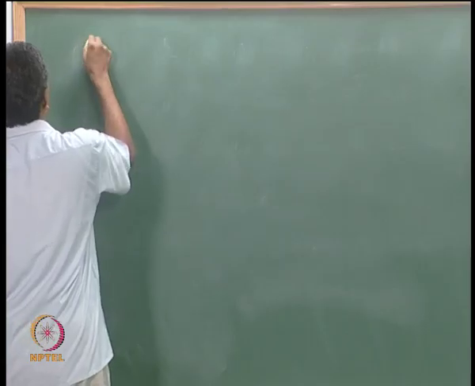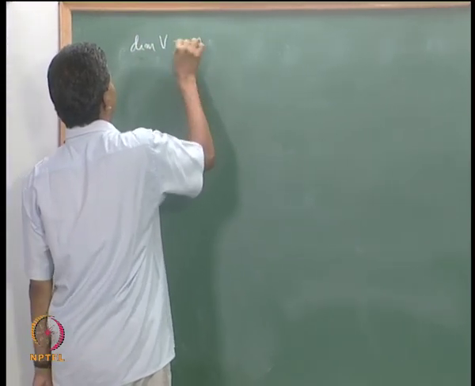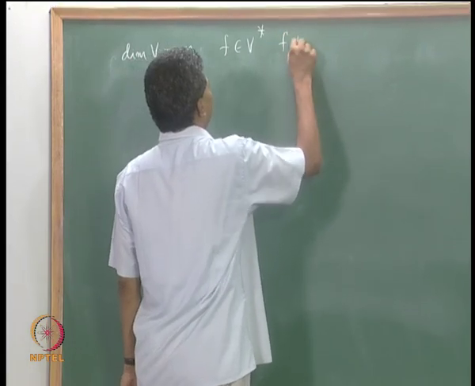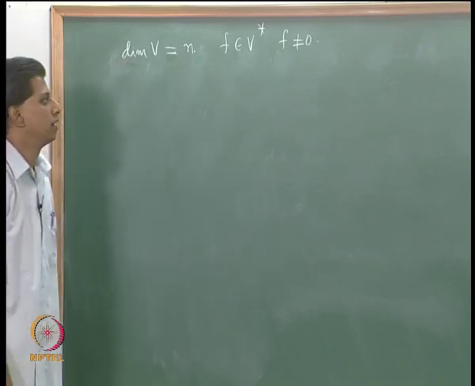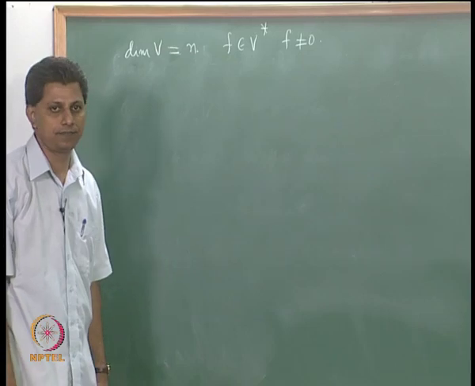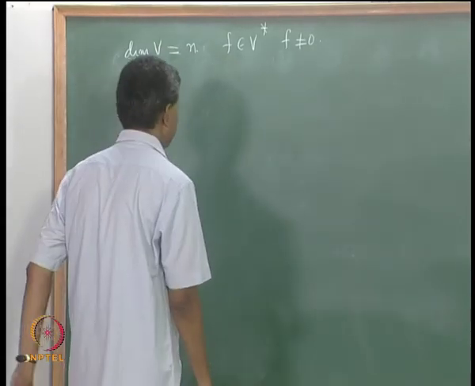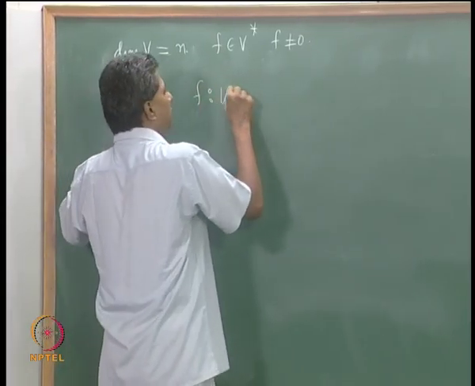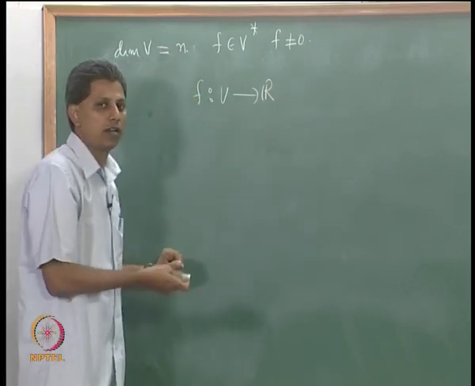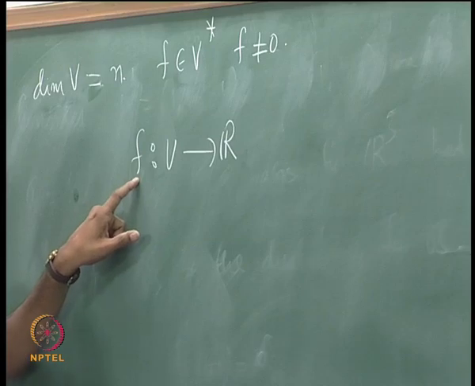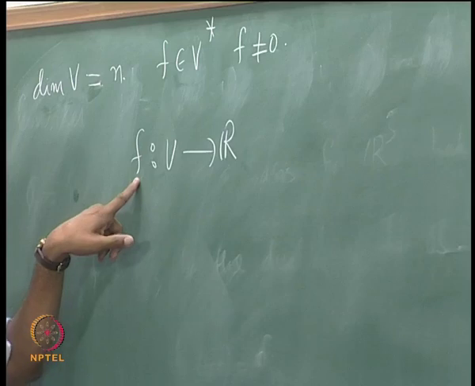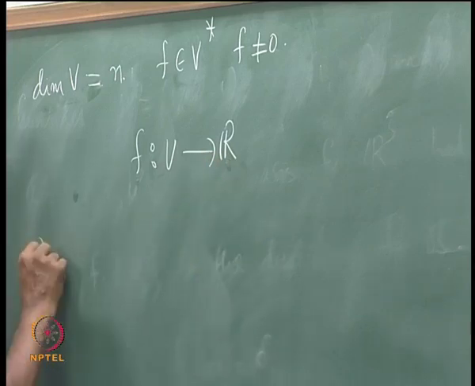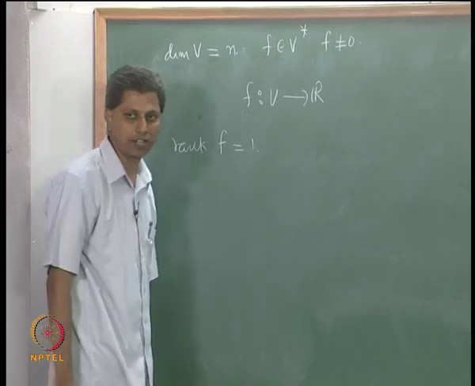Suppose you have dimension of V is n, okay. So, V is a finite dimensional vector space, F is a linear functional, let us say F is not the 0 functional, then what is the rank of F? Range of F, see F is a function from V to R. R means R over R as a vector space. Look at range of F. Range of F, if F is not 0, is one dimensional. So, rank of F is 1.